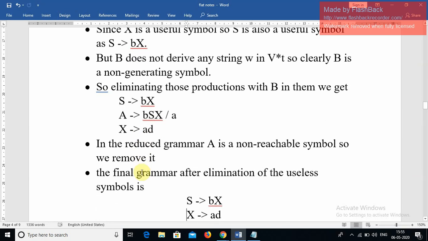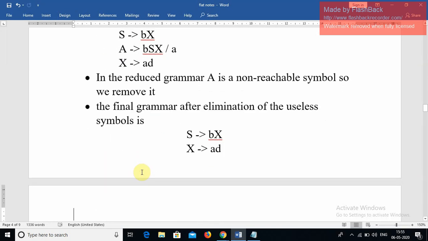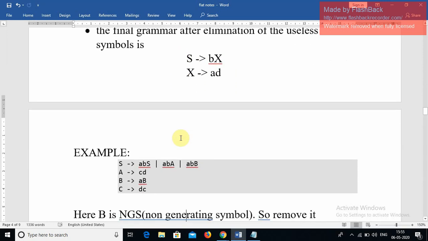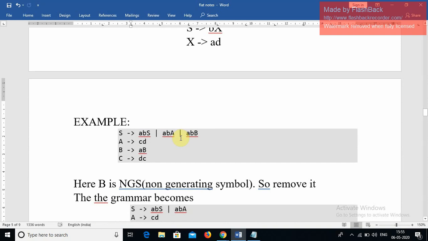non-reachable symbols as well as the non-generating symbols, we have a grammar that is S to bX, X to ad. So here we don't have any useless symbols. So this is the final grammar after elimination of useless symbols. Okay, so let's go with another example, try to understand.